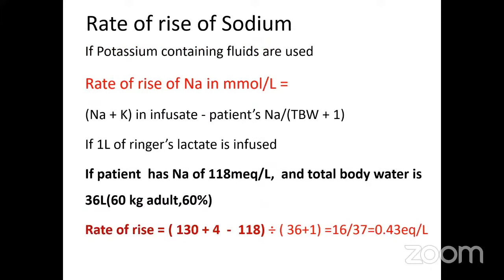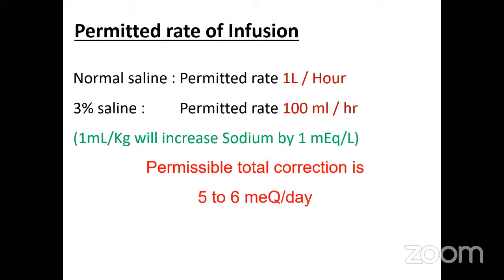If potassium-containing fluids are used, the main potassium-containing fluid used is Ringer lactate. So the formula is: sodium plus potassium in the infusate, minus patient sodium, divided by total body water plus 1. In the same patient, if you are giving Ringer lactate, which contains 130 sodium and 4 potassium, that will elevate the sodium by 0.43 milliequivalents. So this is the rough formula. Normal saline 1 liter per hour, 3% saline 100 ml per hour.